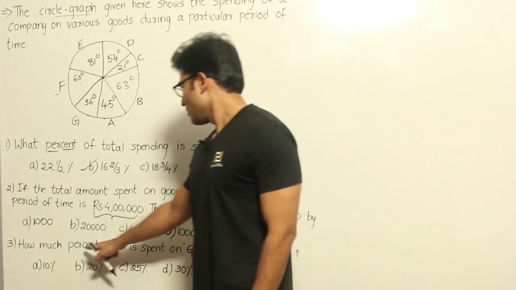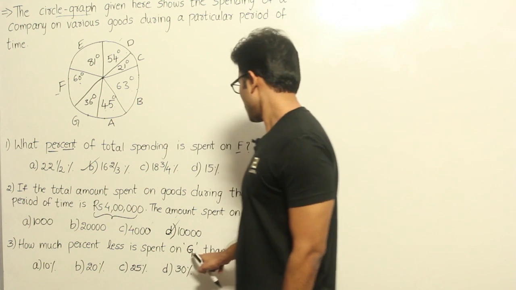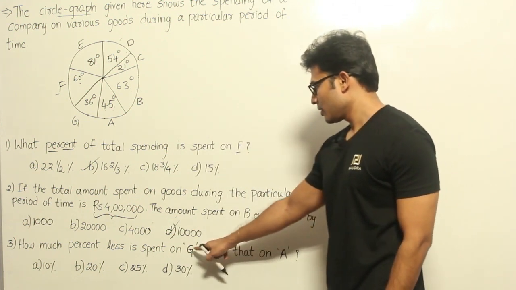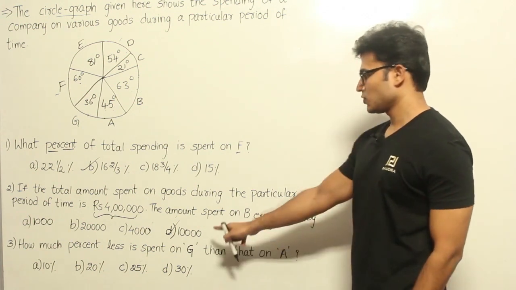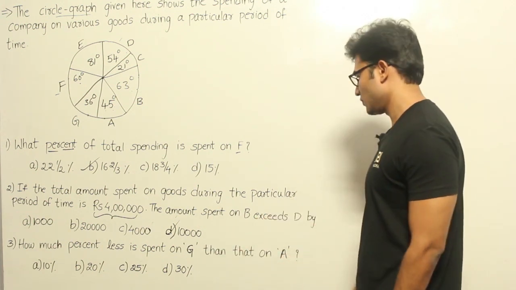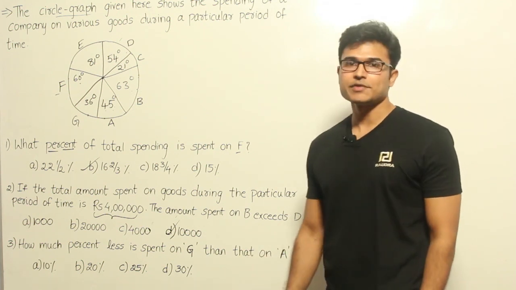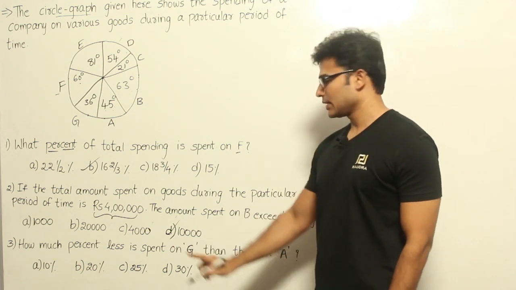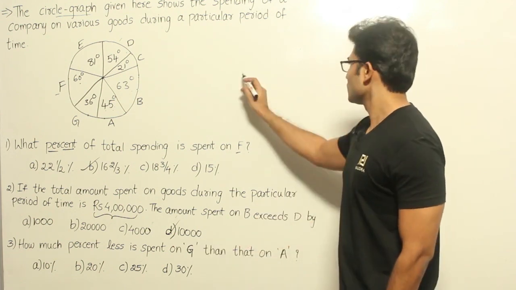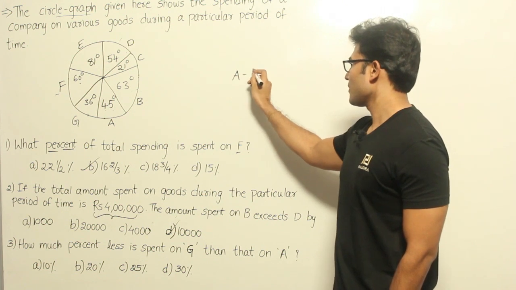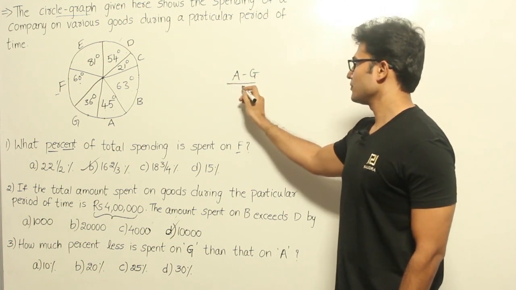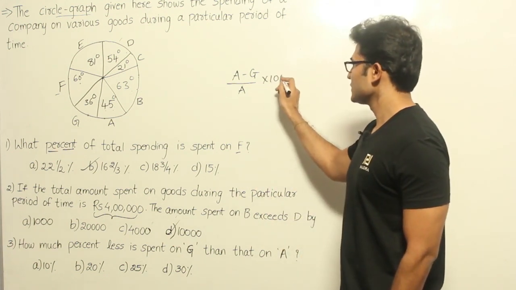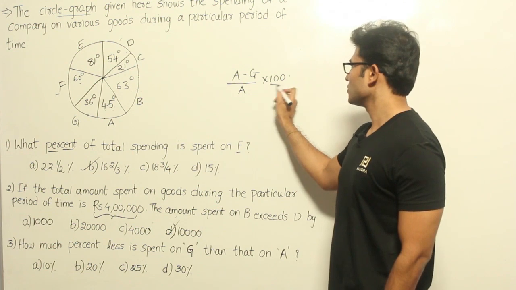Now let's see this. How much percent less is spent on G than that on A? Now we are comparing how much we have spent less on G compared to A, right? So if you observe it, we have seen it in the percentages concept. We have to write it this way. So compared to A, we have spent less on G. Now how much is that? So the difference is A minus G. Since we are comparing with A, I am going to write in the denominator A, right, into 100. Since they are asking about the percent, I am writing into 100.